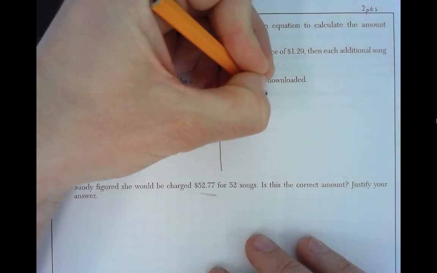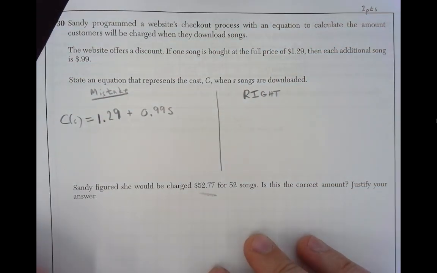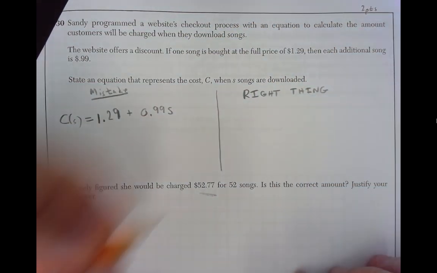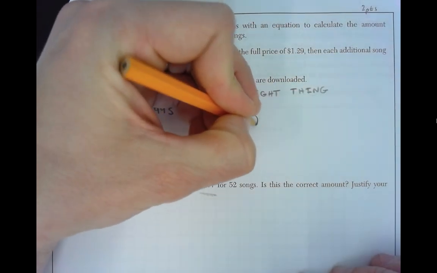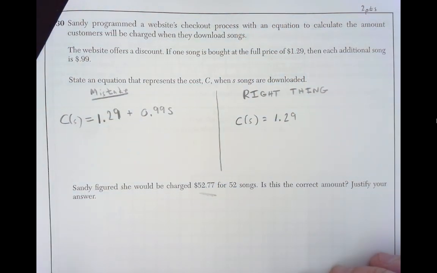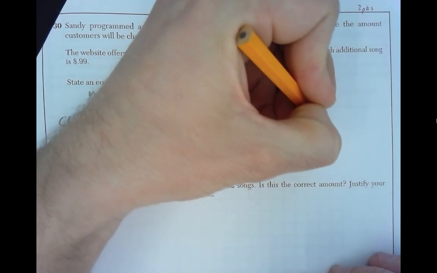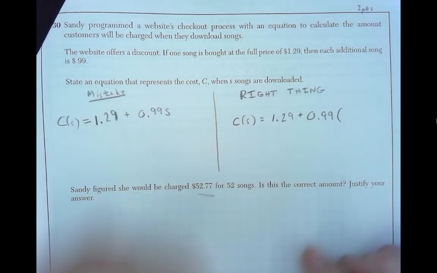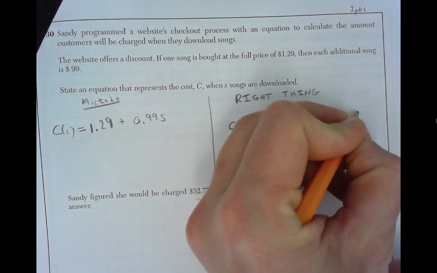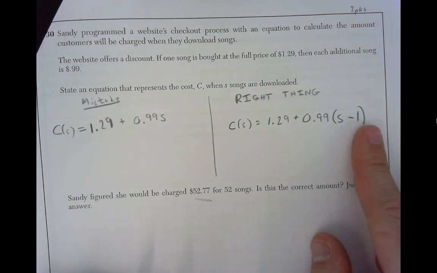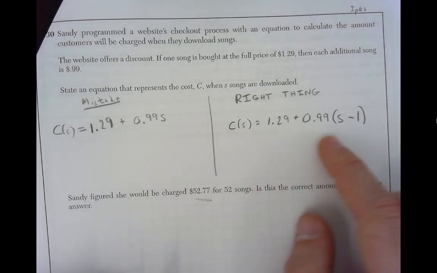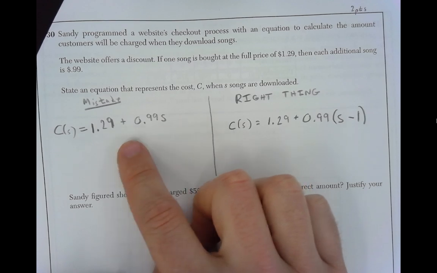The right thing to do, which is really hard to figure out, this is a pretty mean question, is on the right side over here, you're going to say, all right, the cost based on the number of songs I bought is equal to $1.29 for the first song plus 99 cents for every song after that, but I have to do the number of songs minus 1 to account for the fact that I'm already paying $1.29 for that first song. This is the right way to answer the question. This is the mistake they expect you to make.